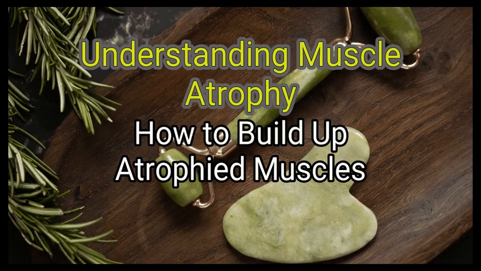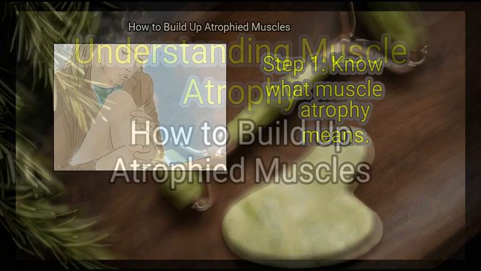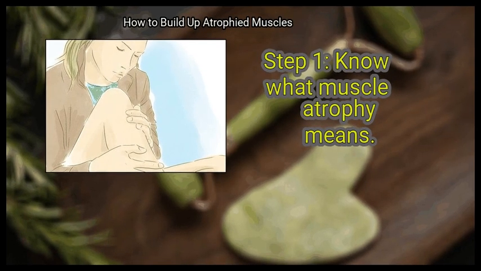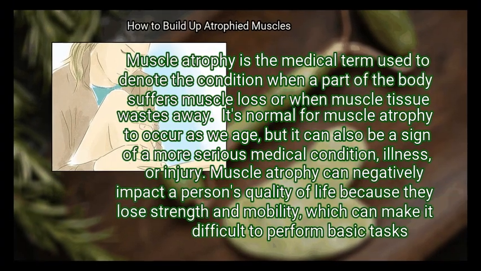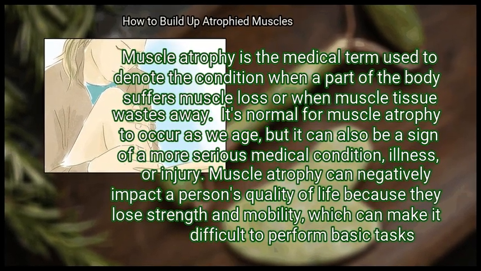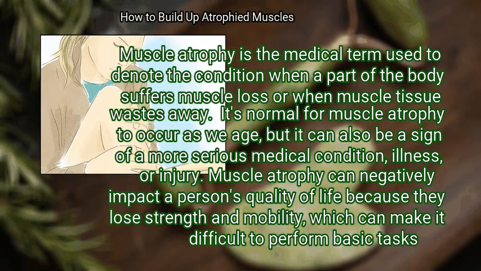Method 1. Understanding muscle atrophy. First, know what muscle atrophy means. Muscle atrophy is the medical term used to denote the condition when a part of the body suffers muscle loss or when muscle tissue wastes away. It's normal for muscle atrophy to occur as we age, but it can also be a sign of a more serious medical condition, illness, or injury.